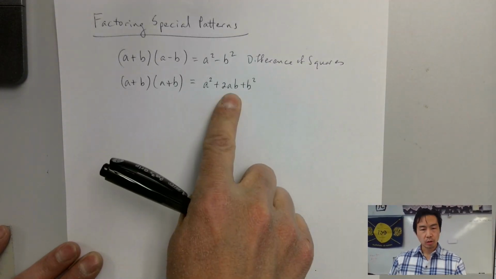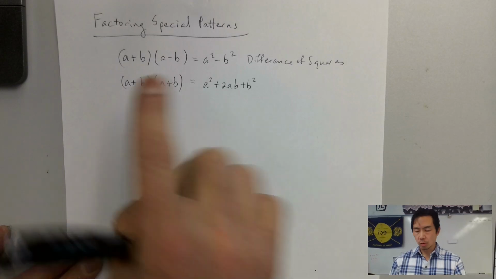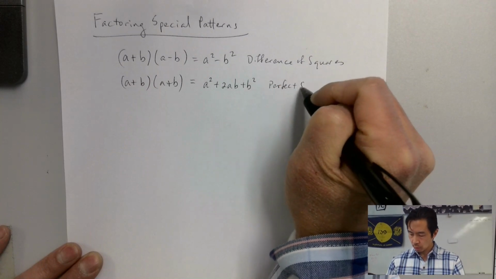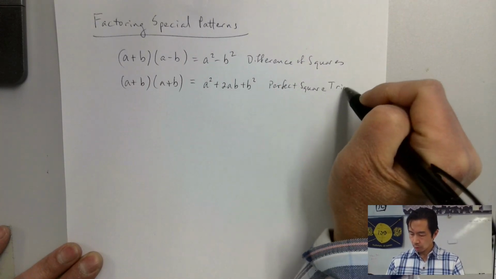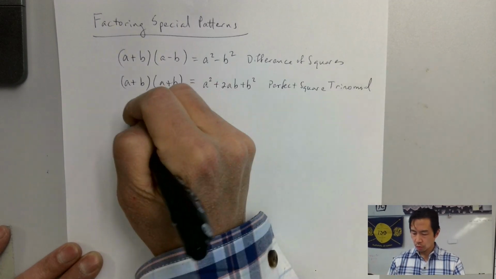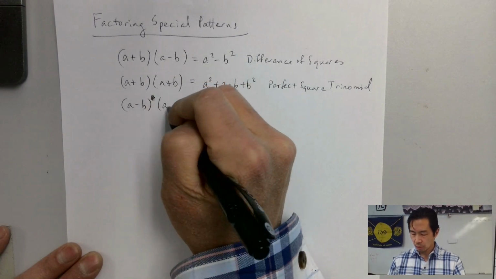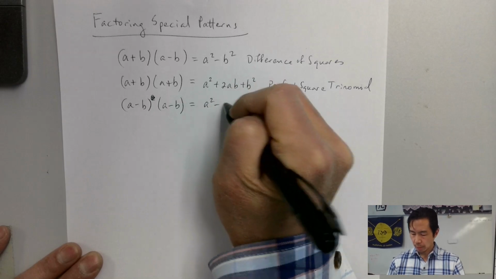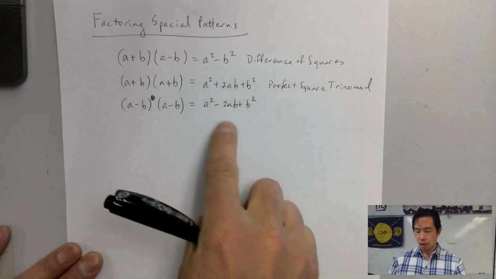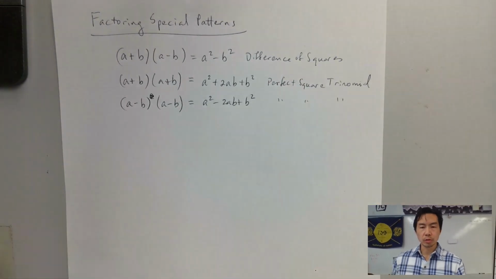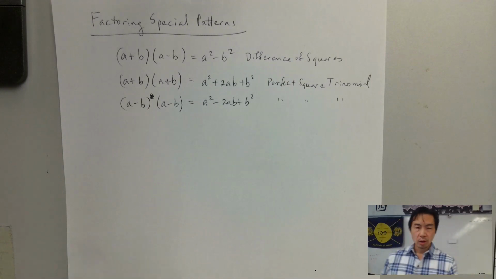The first one was the square of a sum of two terms. And the other one was the square of a difference of two terms, creating a negative middle term. And this is also called a perfect square trinomial. So these are the three special patterns that we're going to deal with when factoring for now. There are other patterns that we'll see in the future.